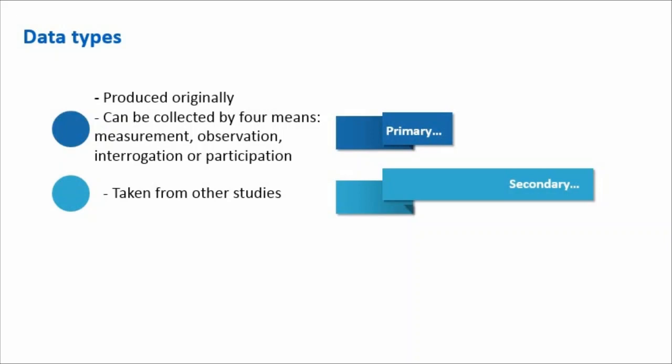The first categorization that we can have is to talk about primary and secondary data. This categorization is related to the source of data. We categorize data according to their sources. Primary data are produced originally. They are produced by the researcher himself. Primary data can be collected by certain means, for example, measurement, using a test, observation, participating in the research context, interrogation, here asking questions, or participation. In your case, you will be collecting primary data. Collecting primary data is time-consuming, and sometimes this type of collection is impossible, such as the case of past phenomena.